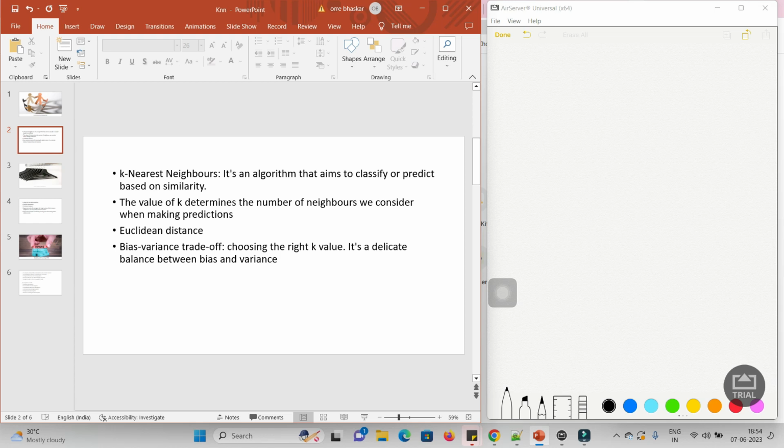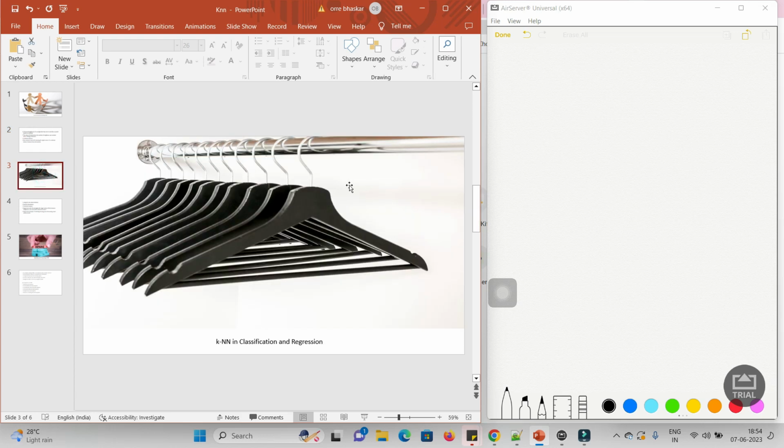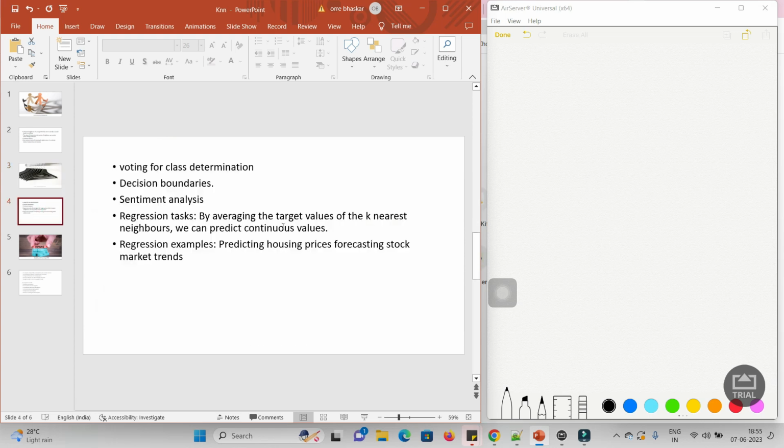Ready for next session? Let's move on to exploring KNN in classification and regression tasks. KNN in classification and regression. In classification tasks, KNN shines by determining the unknown instance class based on majority class of its k nearest neighbors. It's like taking a vote among your friends to decide on which best movie to watch.